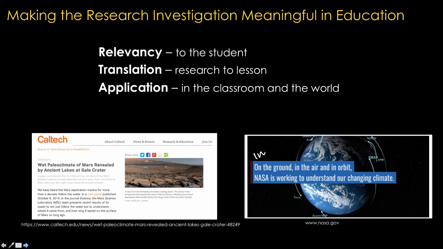From taking research to the lesson part of it in the classroom or in an activity, and then applying it back out into the world so that students know that their work counts for something. And we do that by looking at articles like this one out of Caltech, how they are looking at paleoclimatology on Mars and trying to answer questions there.